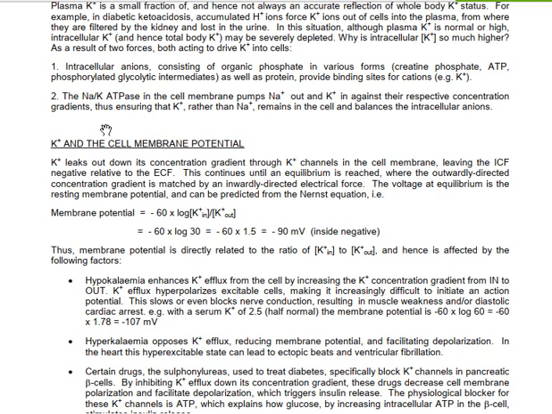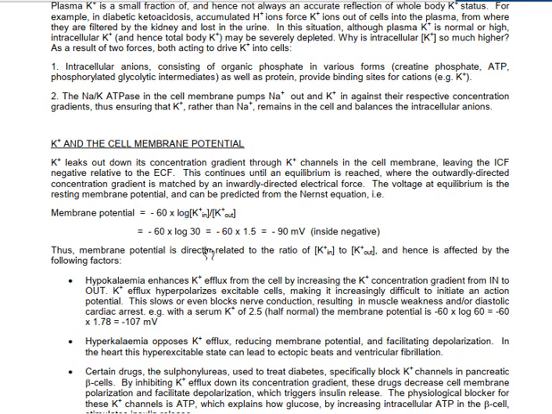Is it clear? So when an excitable cell such as a neuron or a cardiac cell is at rest, the only ion that is permeable to that membrane is potassium. Is it clear? And since it is the only one permeable to the membrane, we calculate the resting membrane potential from the ion that is permeable. Is it clear?